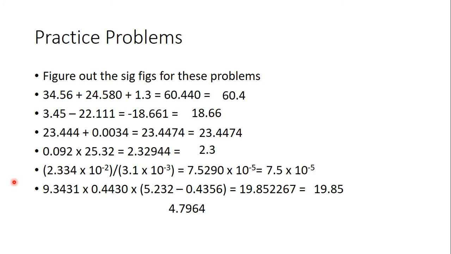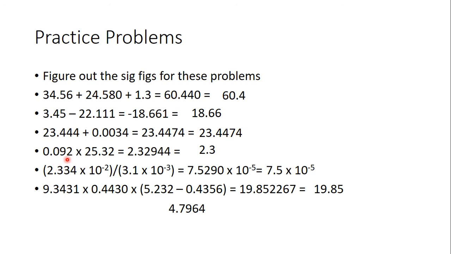All right, let's take a look at this. Our first one is addition, so we're just looking at the number of decimals. This only has 1 decimal. That's the lowest, so our answer needs to have 1 decimal. Number 2 is subtraction. 2 decimals versus 3 decimals, so our answer needs to have 2 decimals. Addition, 3 decimals versus 4 decimals, so our answer needs to have actually 3 decimals. That is a typo on my part. This should be 23.447, so I apologize for that. This should have only 3 decimals with it.